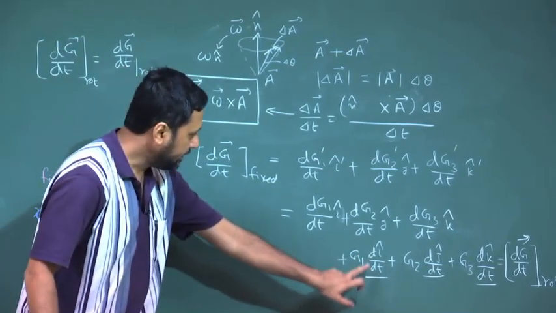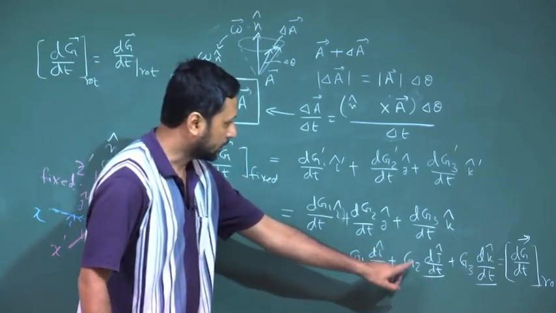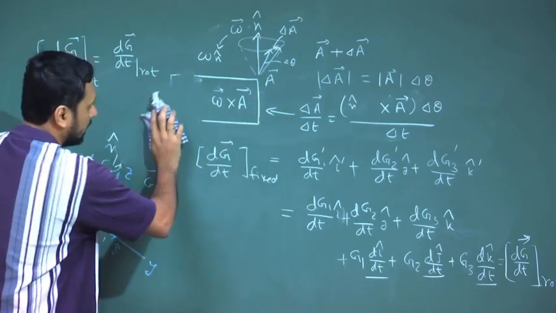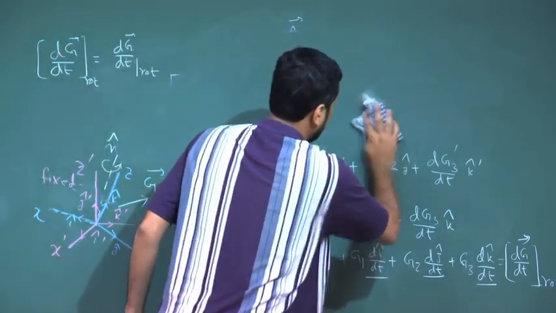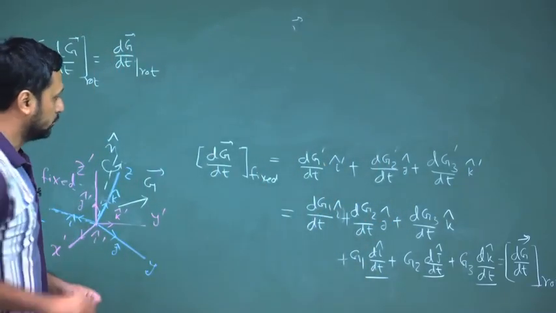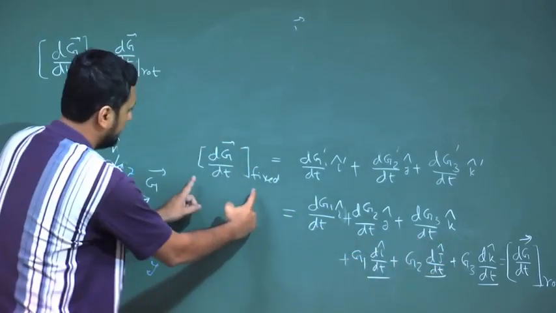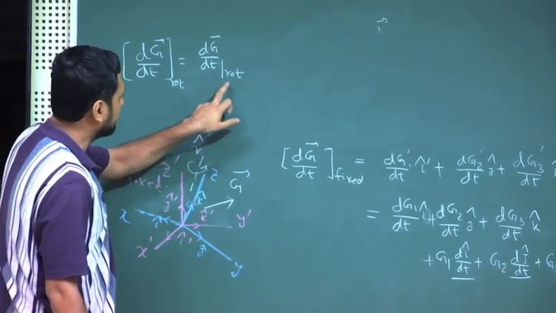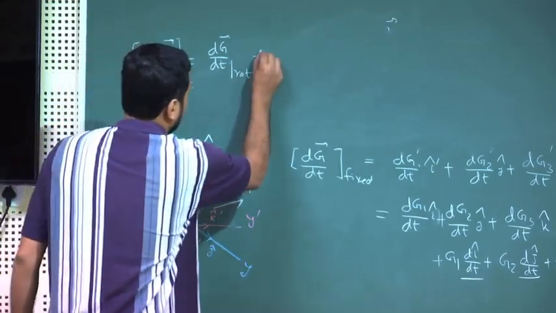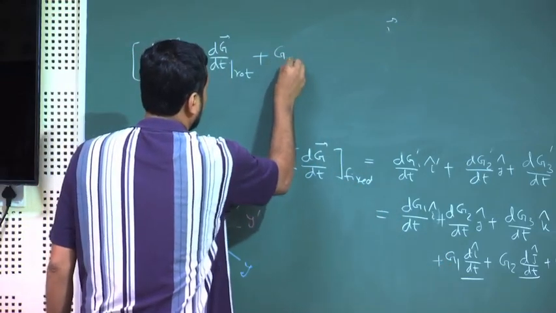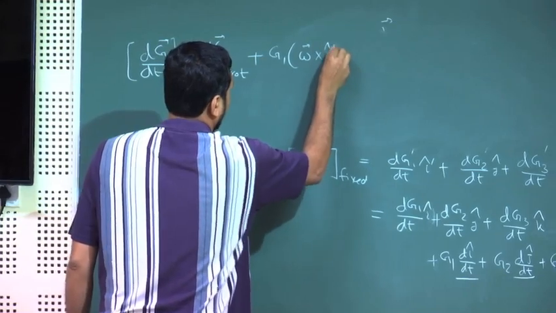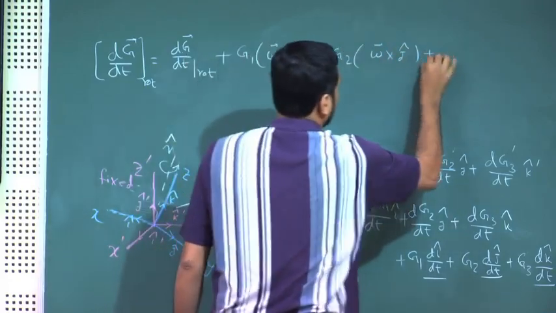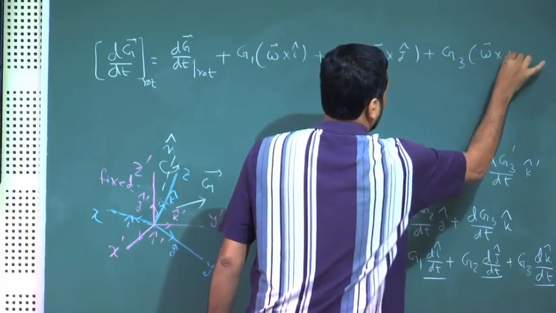So, di/dt will be omega cross i, dj/dt will be omega cross j, and dk/dt will be omega cross k. Now, if we employ that here, I am removing this part, we do not need that anymore, whatever we had to prove, we proved. So, you see the first term of dg/dt is (dg/dt) rot, measured with respect to the instantaneous x y z axes, and the second term will be g1 into omega cross i cap plus g2 into omega cross j cap plus g3 into omega cross k cap.